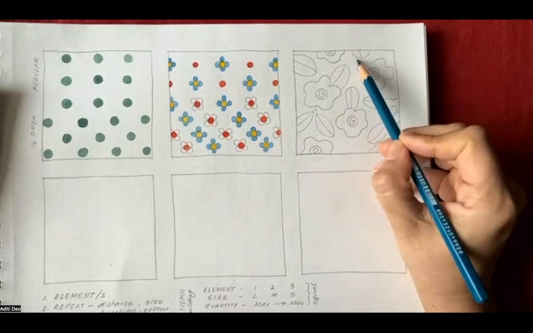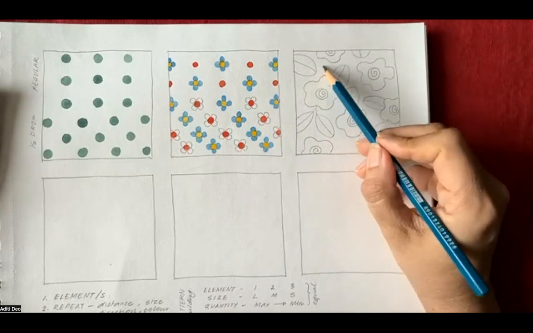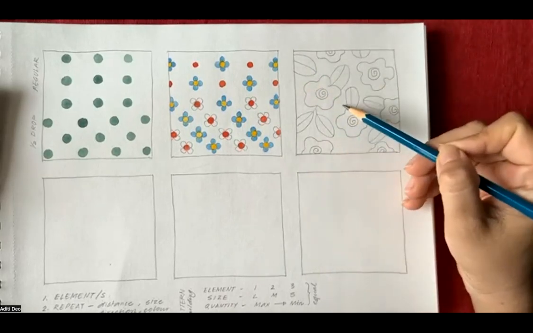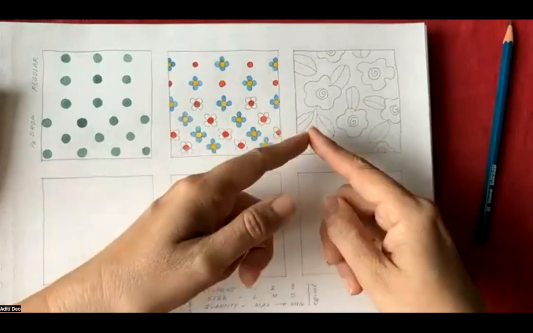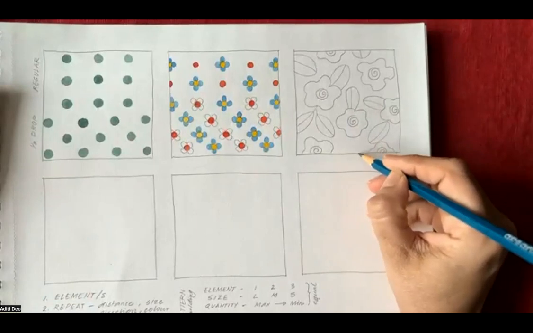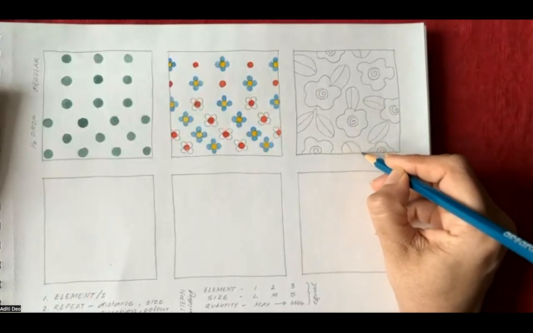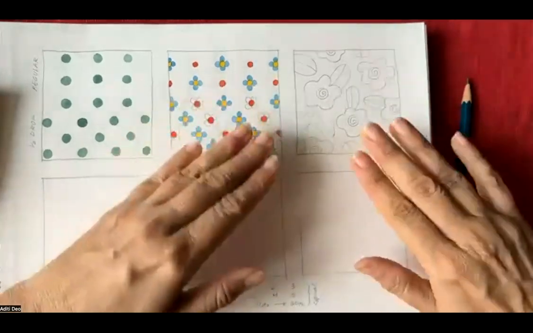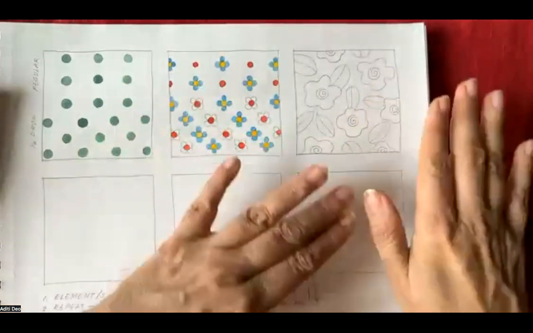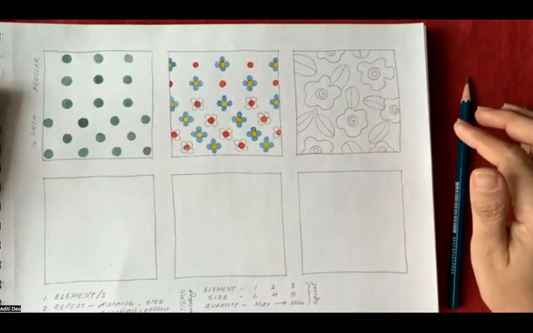So see these lines, how they nestle around the leaves. They don't clash into each other. They're not asking for undue attention. They are just adjusting to each other. And that makes for a very pleasant design.